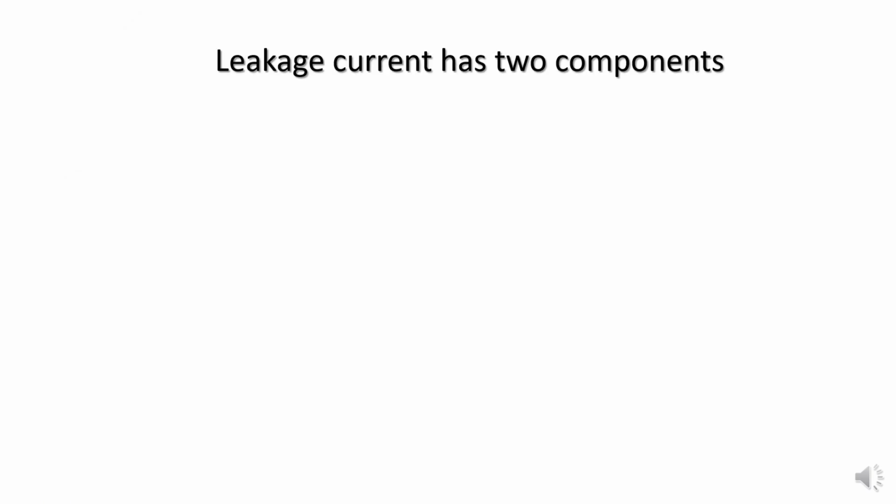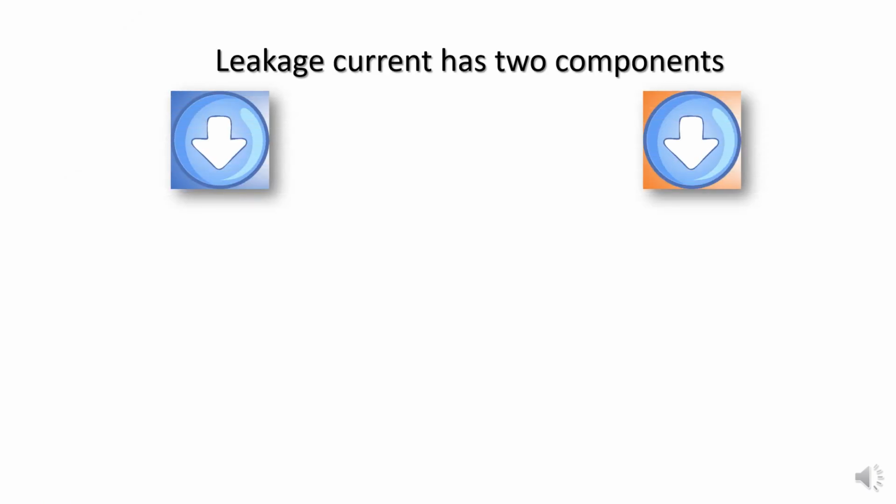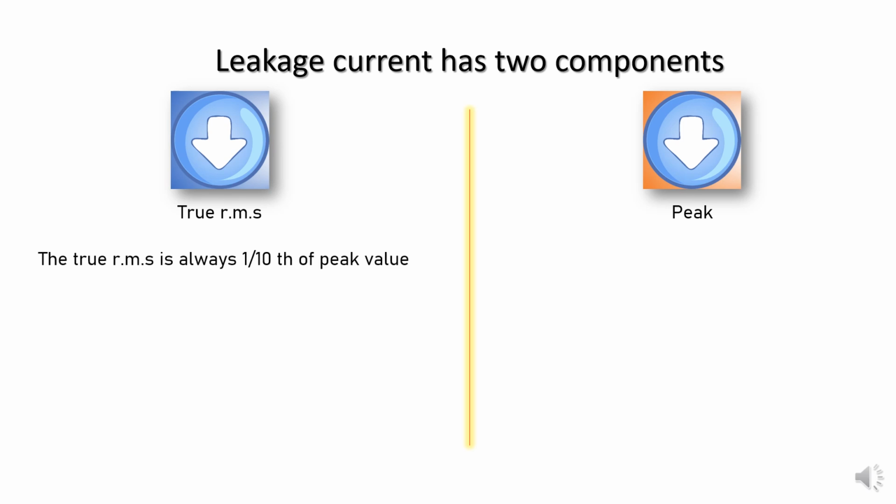But consider that the leakage current has two components. One component is called the true RMS value and the second one is called the peak value. Now on the left side I have mentioned the true RMS and the peak value. Any leakage current has two values: one is the true RMS value and the second is the peak value. The true RMS value is approximately 1/10 of the peak value if the cable distance is within 300 meters between the VSD and motor.